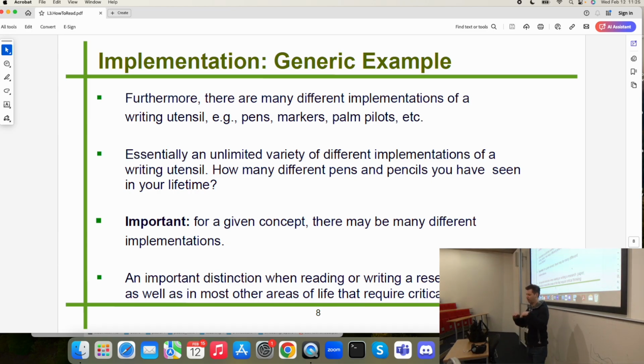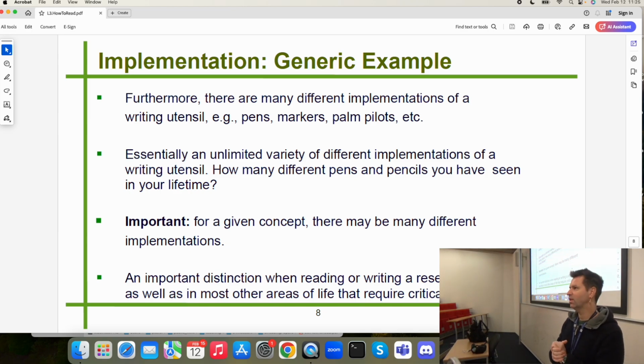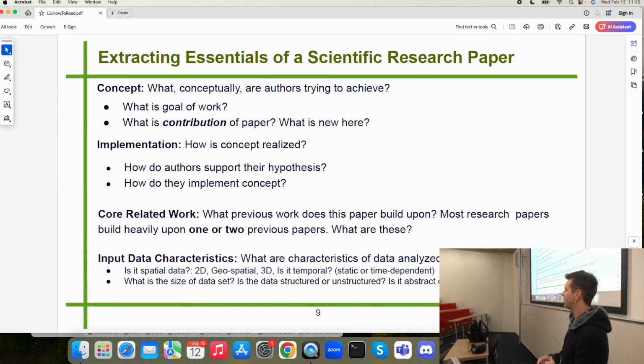But we're especially focusing on research papers. So as you might have guessed, from each research paper, you have to extract the concept and make that distinct from the implementation of the concept. So if we're looking at a scientific research paper, the first question we have to ask ourselves is, what is the concept behind this paper? What is the idea? What are the authors trying to achieve with this research paper?